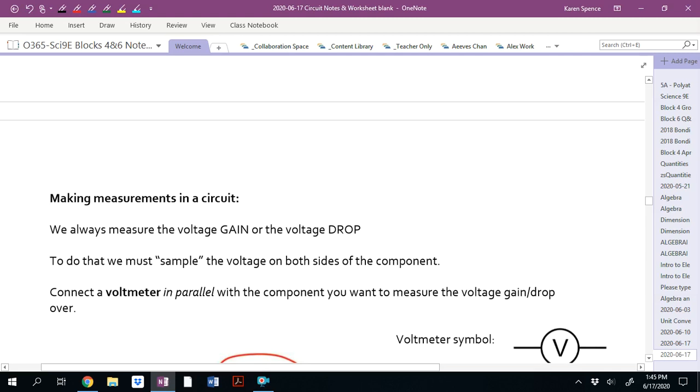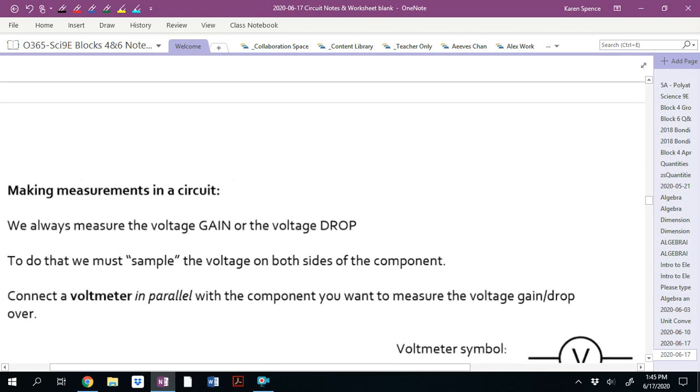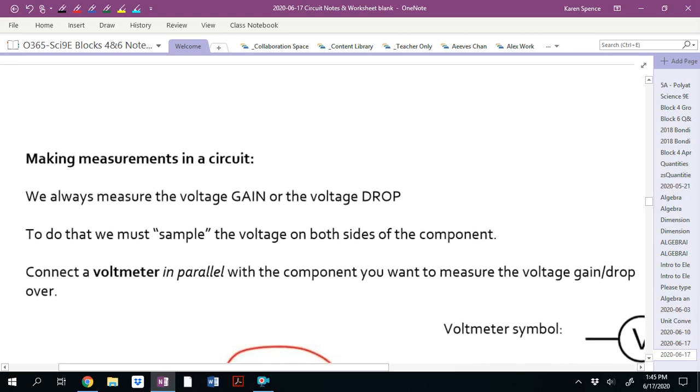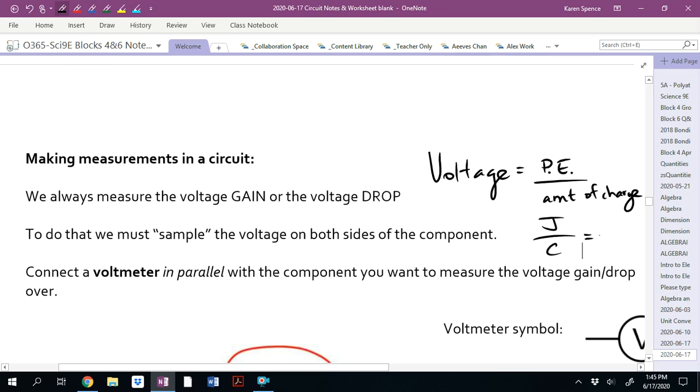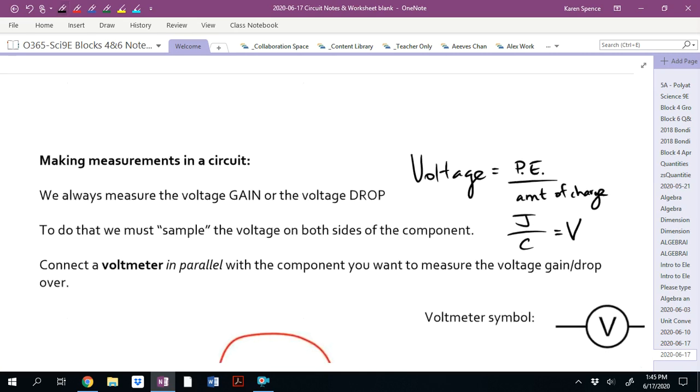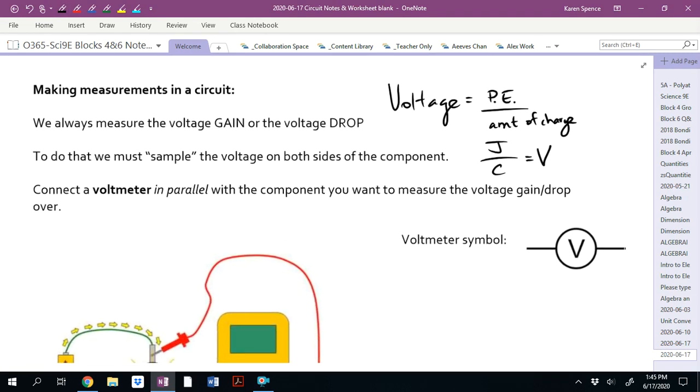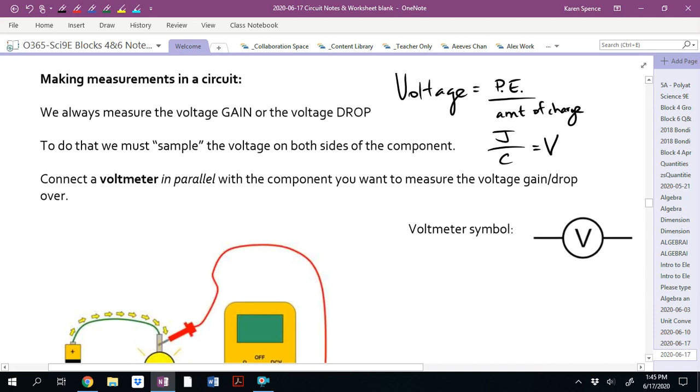Oh, I did a couple more because we need to talk about measuring the voltage gain or the voltage drop. So we are measuring voltage. And remember, voltage is the potential energy per amount of charge. So it is the joules per coulomb, which is, of course, a volt. And we are measuring the potential energy difference. It is the difference in potential energy from one point in a circuit to the other.